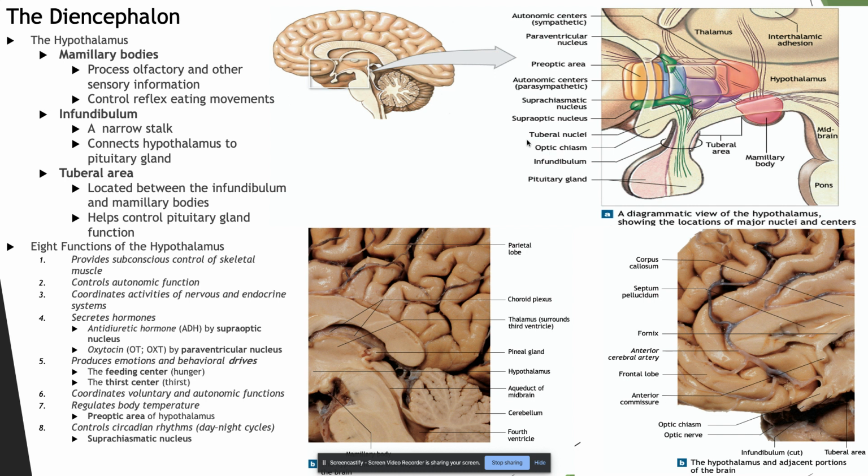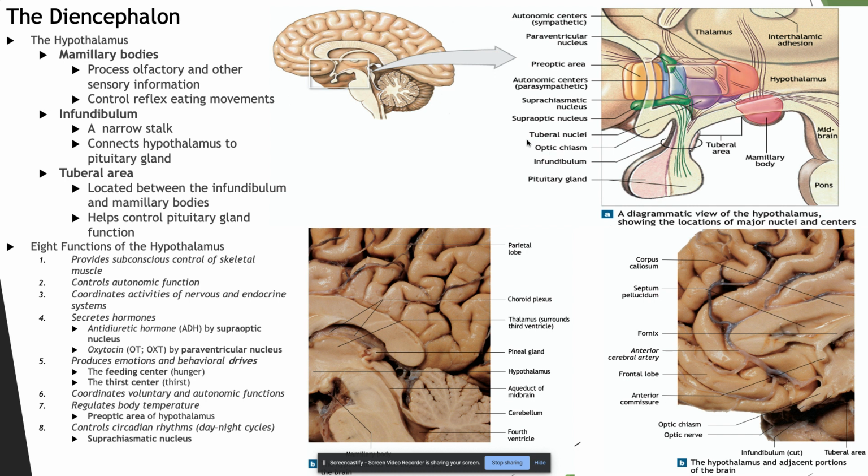Immediately posterior to the optic chiasm, a narrow stalk called the infundibulum extends inferiorly, connecting the floor of the hypothalamus to the pituitary gland. The floor of the hypothalamus between the infundibulum and the mammillary bodies is the tuberal area, and the tuberal area contains nuclei that are involved with the control of the pituitary gland functions.